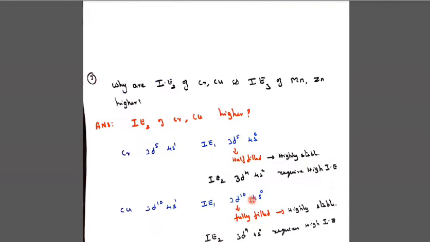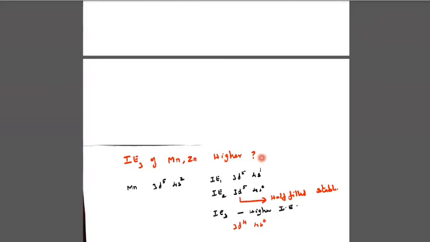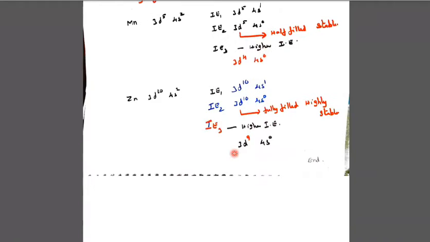So what the question asks is why I2 of chromium and copper and I3 of manganese and zinc are higher. It is only because of the half filled and completely filled electronic configuration, which you should mention.